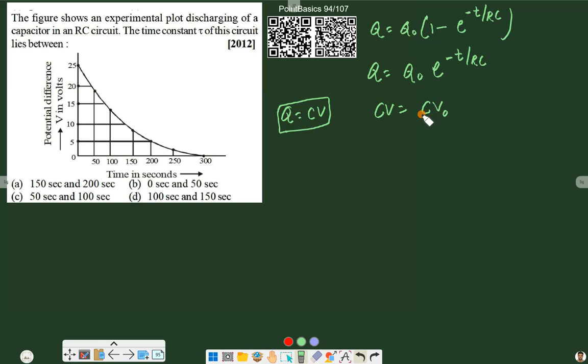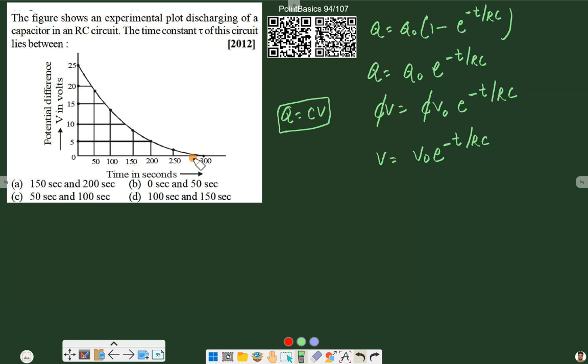Otherwise its capacitance will not change, so only the potential will be changing across it, and that will be equal to the maximum potential, V₀, the potential we applied, into e^(−t/RC). So C gets cancelled, and we get V = V₀ e^(−t/RC). So from this equation in Q, we transformed it into an equation in V.